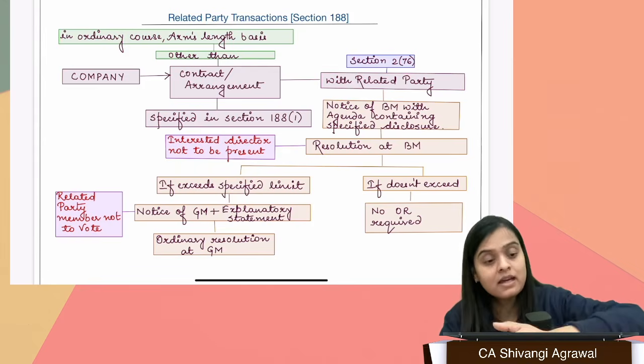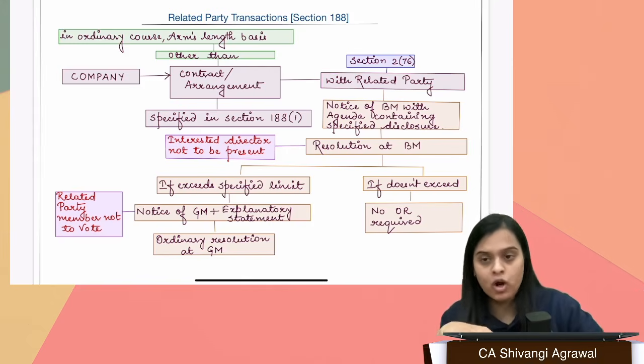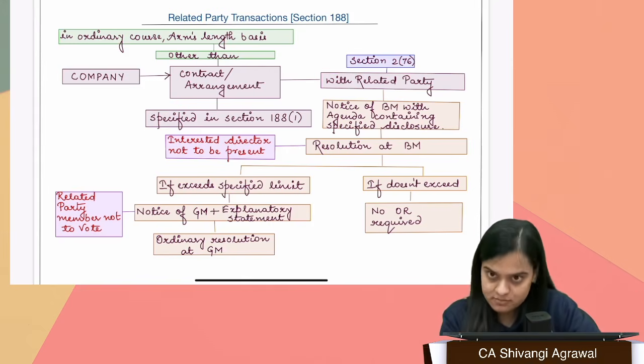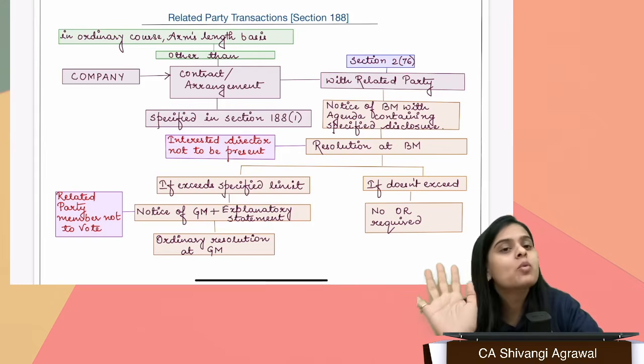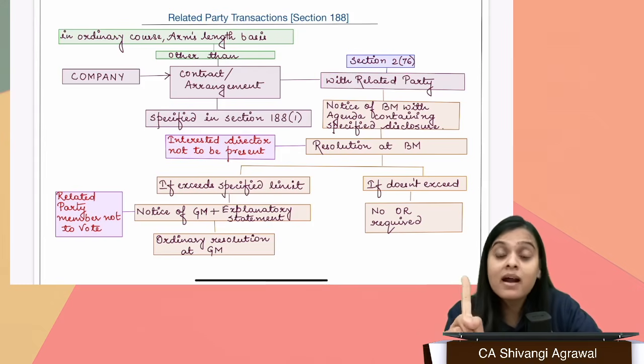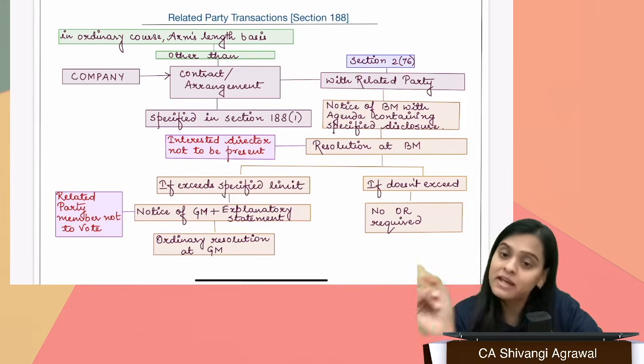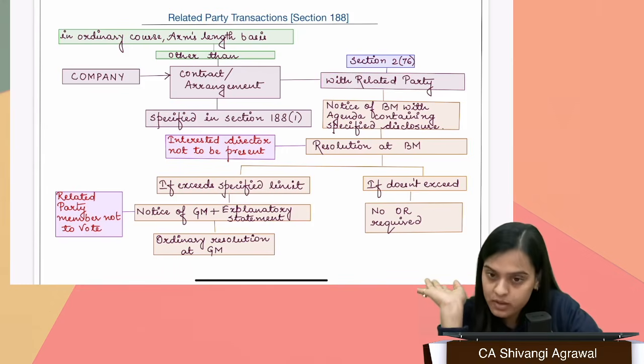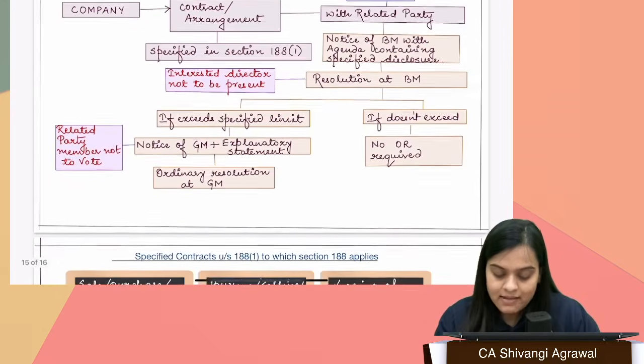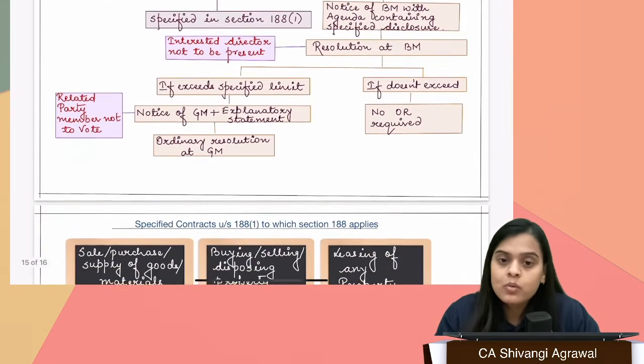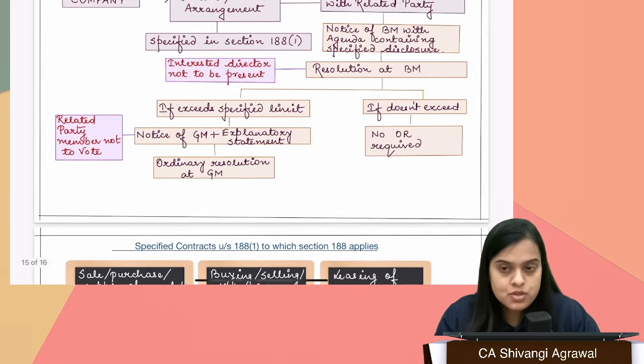However, again, the related party will not vote. You may be a member also, so again, you will not vote. A related party member will not vote. Again, in a private company, he may vote. And that is how the resolution will be passed.